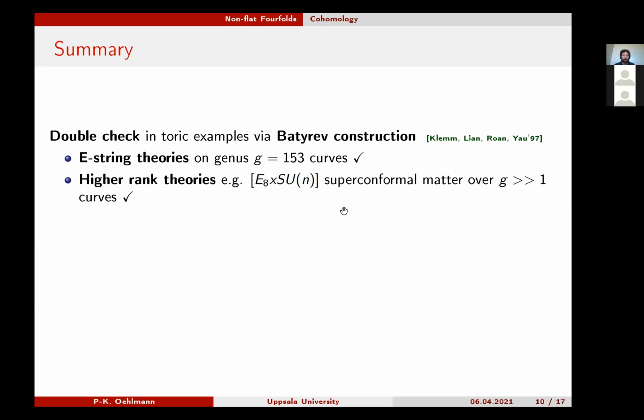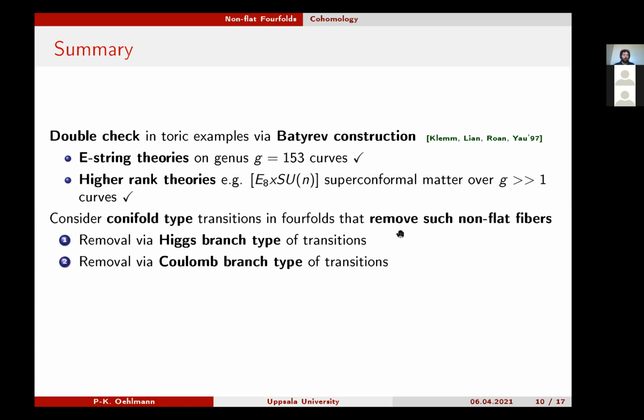You can cross-check it. So what I want to do in the rest of the talk now is to consider a certain type of conifold transition that removes those codimension 2 non-flat fibers from your Calabi-Yau fourfold. And we will see that the first kind of removal is going to be a little bit like a Higgs branch type of transition, so it will be a complex structure deformation. And the second type of transition is going to be a Coulomb branch type of transition. So this will be like a blow up of the base that I will use in order to remove this. And we will give a short discussion of the physics of this.